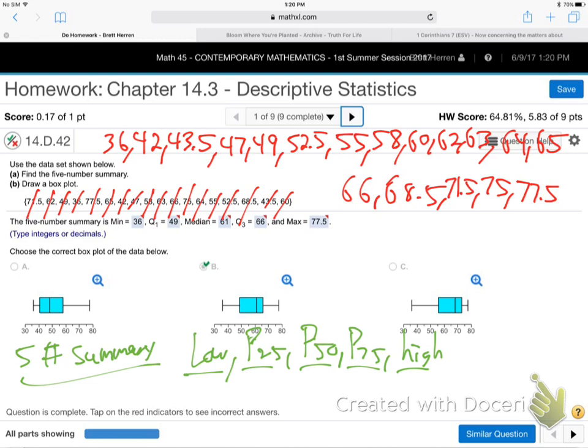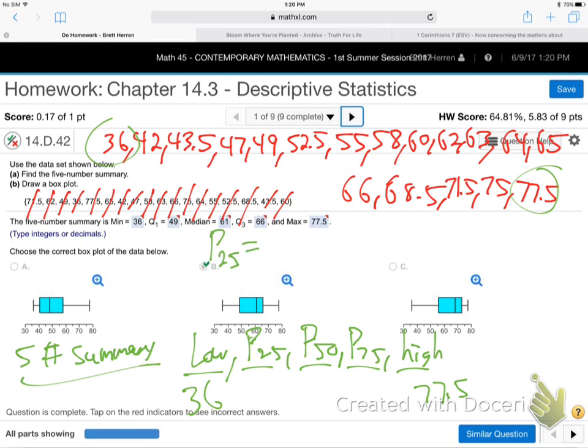So let's do that. 5-number summary. We've got to find those 5 numbers. Okay, so what's the lowest number? That's the 36. What's the highest number? That's the 77.5. Right? Lowest number, highest number in the data set. Now, in between, I've got to find the P25, P50, P75. So let's do it. Can you find the P25? Let's start there.